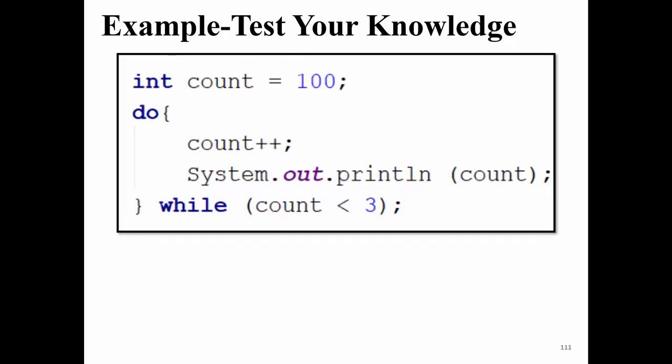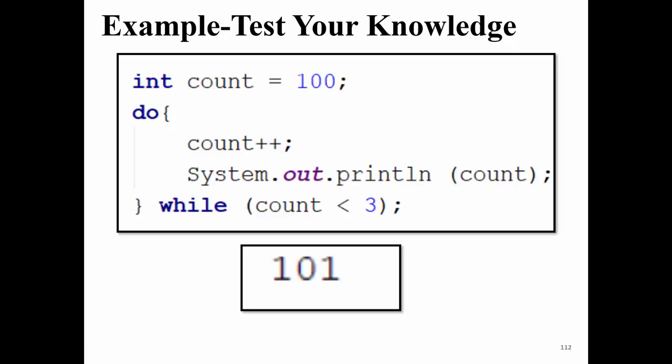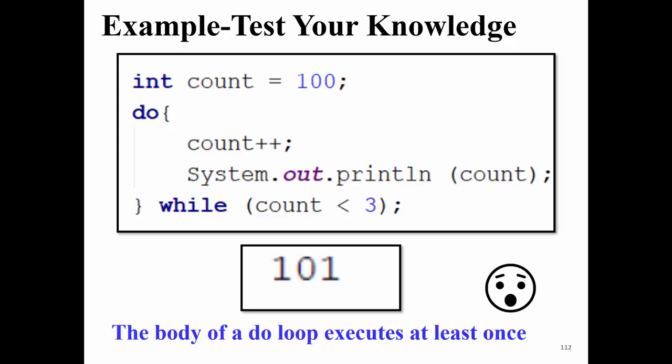What's the output in this case? 100. It's only going to print 101. Okay, because we have one iteration guaranteed. Any questions? Okay.